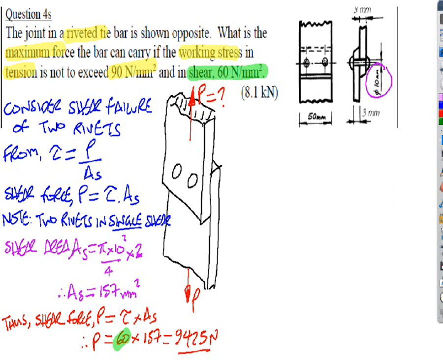So that was calculating the shear failure of the rivets. That's what we've just done there. The shear failure of two rivets is what we've been looking at here. But now I'm going to look at the failure of the plate over here. So let's consider this step now. This is consider tension failure of the plate.